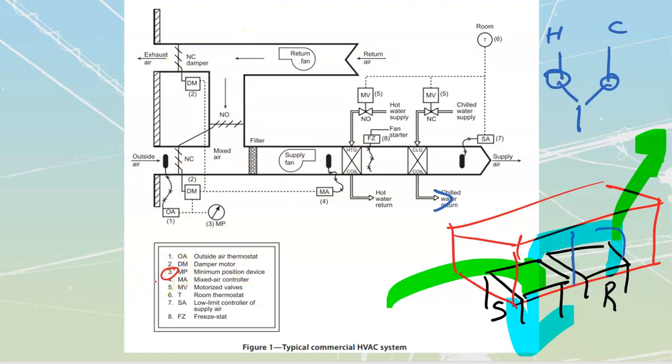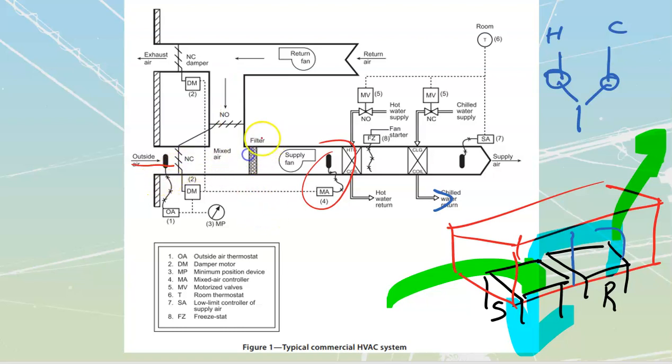Number 3 over here, MP, that's going to be a minimum positioning device, just because we have laws that state how much fresh air needs to go into a building for health and safety. So this is going to set what the absolute minimum position is. That will always be a tiny little bit open, so we're always getting a little bit of fresh air in there. The MA, mixed air controller, that I'm going to have over here is going to take a look at what I'm recycling for air versus what I'm bringing in fresh.